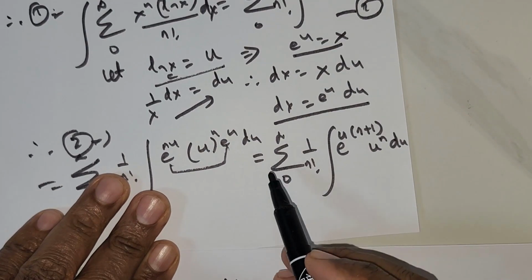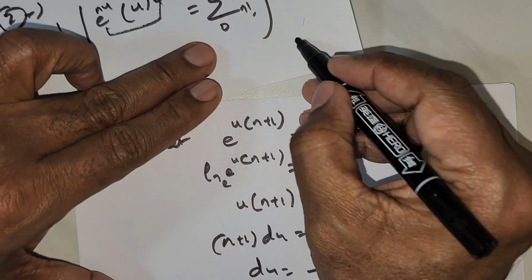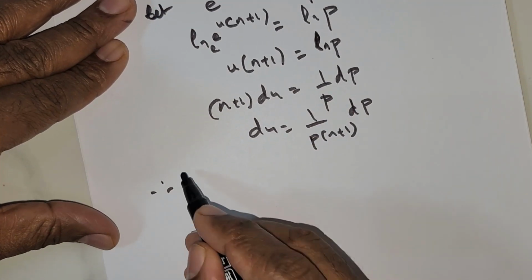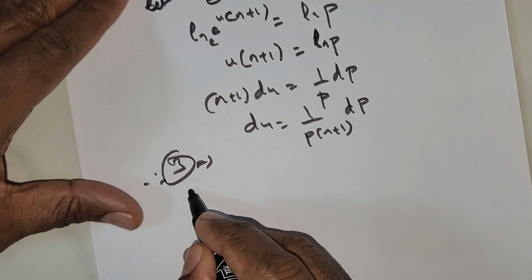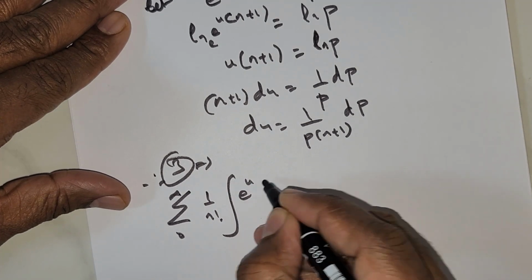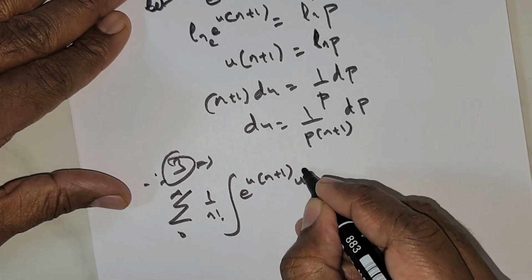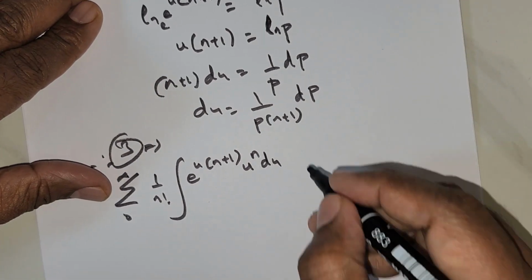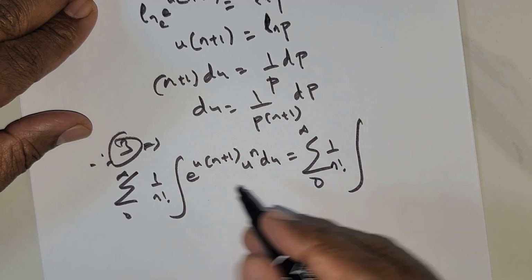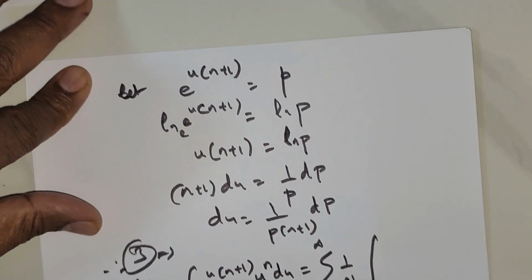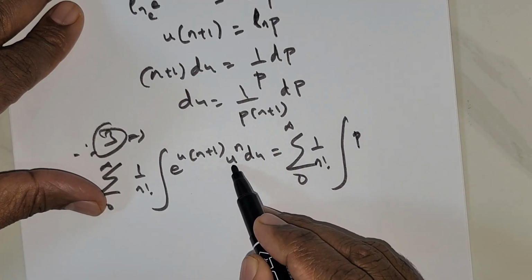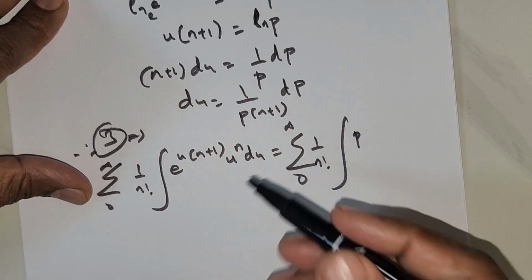So what is the integral given? This is the integral given. Let me write that down. If I take this as 3, I will rewrite it. So therefore 3 can be rewritten as sigma 0 to infinity of 1 over n factorial times the integral of e raised to the power of u times (n plus 1), times u raised to the power of n times du. This is rewritten as sigma 0 to infinity of 1 over n factorial times the integral. As I mentioned to you, this is taken to be p, it's the substitution, so it's going to be p there. And u raised to the power of n, we need to get the value of u.